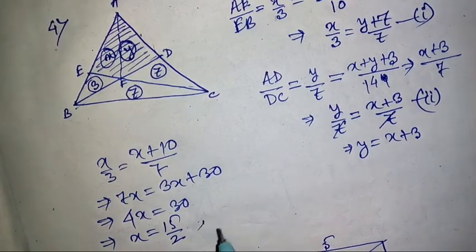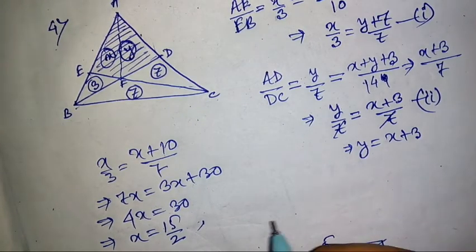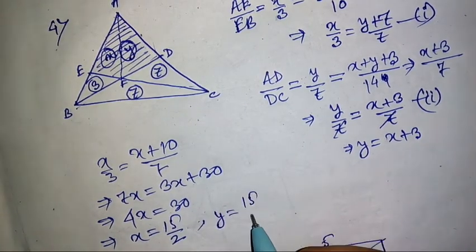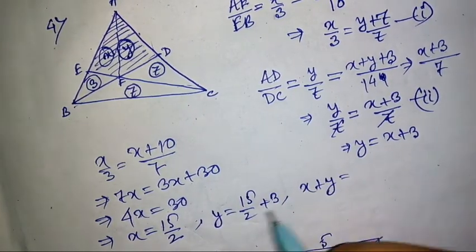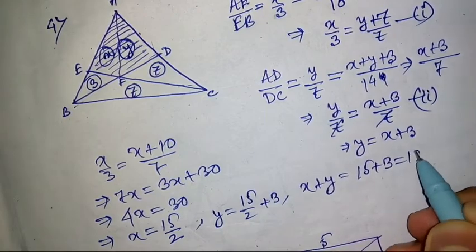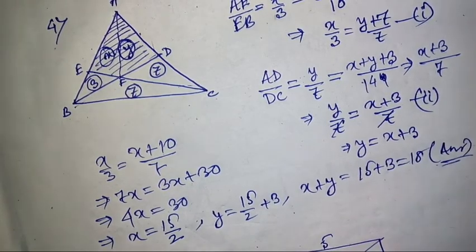Using this we can also calculate the value of Y. So Y will be what? 15 by 2 plus 3. And what is X plus Y? X plus Y is nothing but 15 by 2 plus 15 by 2 plus 3, which is 15 plus 3, that is 18, and 18 is our answer.